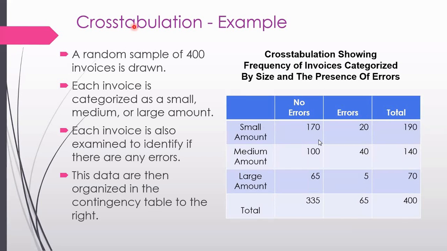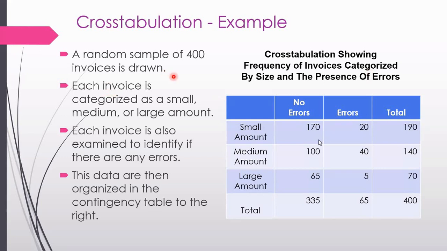Size of the invoices and the presence of errors, right? This is okay. First, we are considering the size of the invoices, and second, whether errors are present in the invoices or not. So, the status of the presence of errors, right? This answer is right for the variable names. Even if you look at the title also: frequency of invoices categorized by size and the presence of errors.